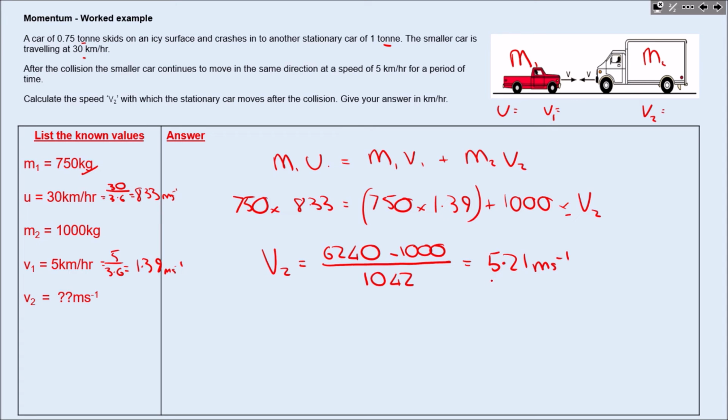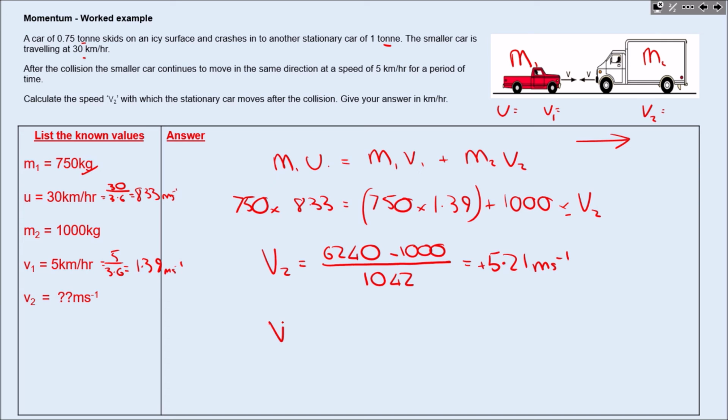Alright, and again that's a positive, which tells us that these vehicles are going to be moving in that direction, which makes sense, doesn't it? If you've got a car and you ram into another car, it would make sense that the one that's moving would push it in a different direction.